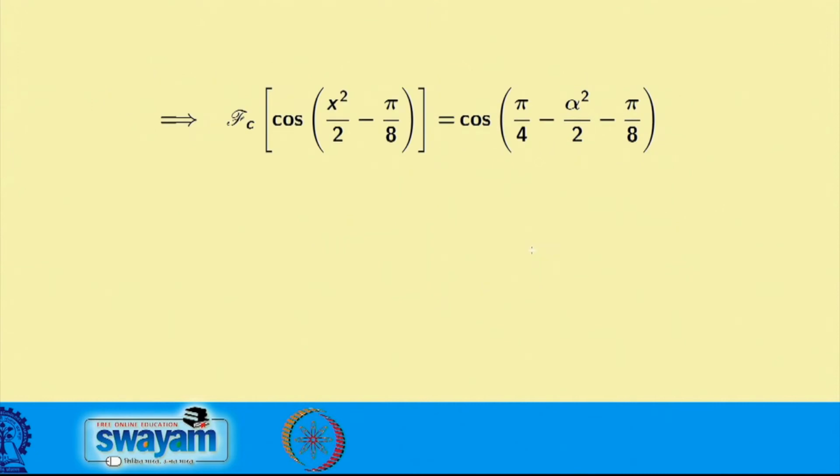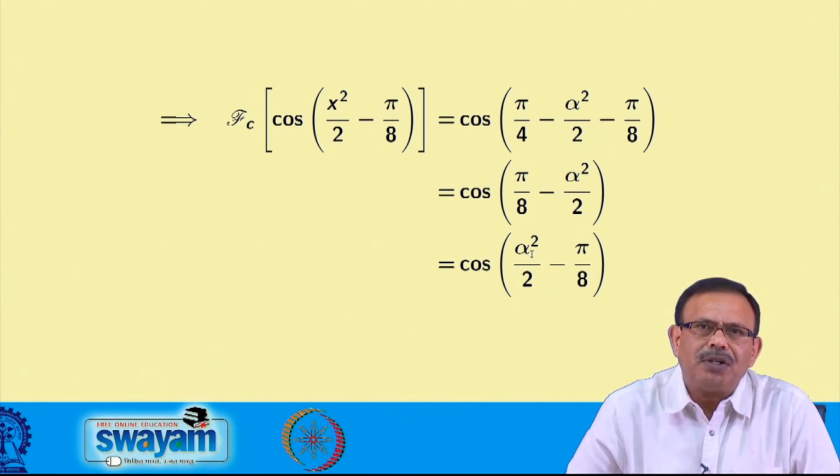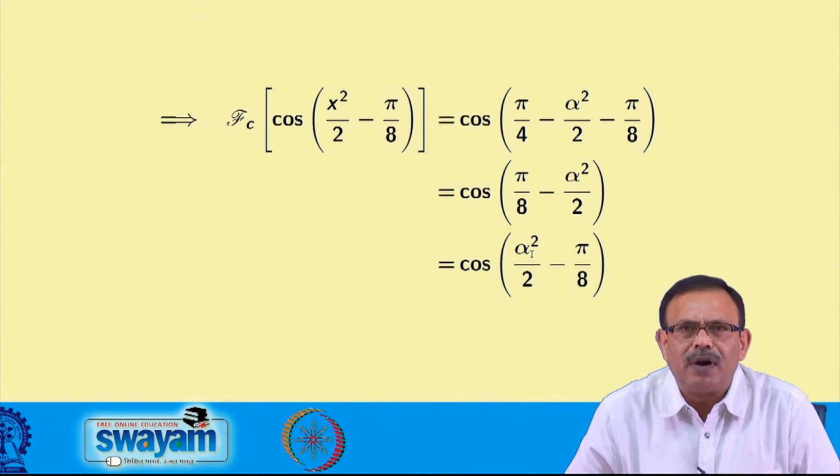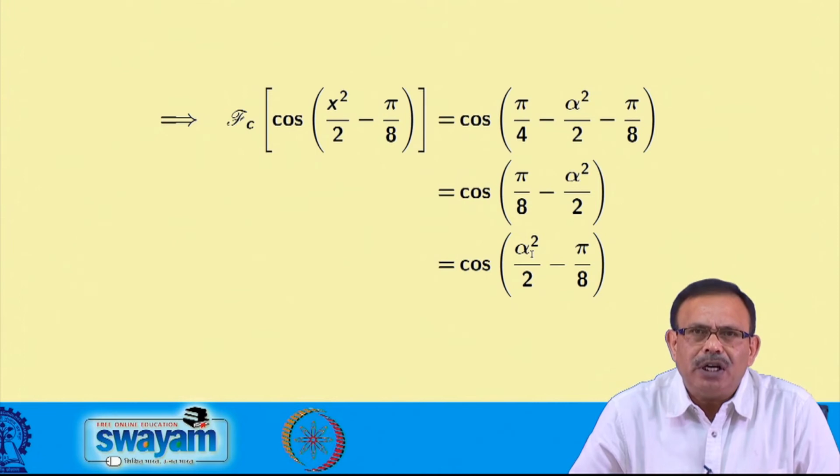cos of pi by 4 minus alpha square by 2 minus pi by 8. This I can write down as cos of pi by 2 minus alpha square by 2, and this is again cos of alpha square by 2 minus pi by 8, since cos of minus theta equals cos theta. Therefore, the Fourier cosine transform of the function is the function itself, and we call the function reciprocal with respect to the Fourier cosine transform. Please note that it is with respect to the Fourier cosine transform, not the sine transform or the like.